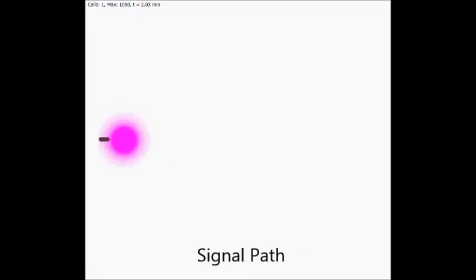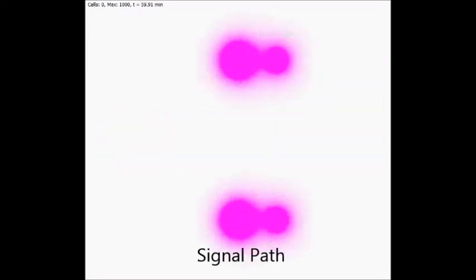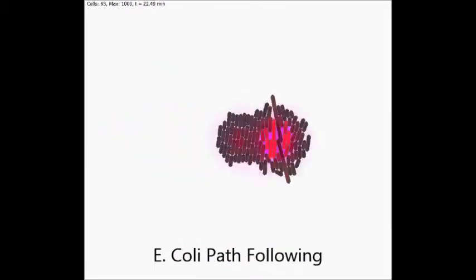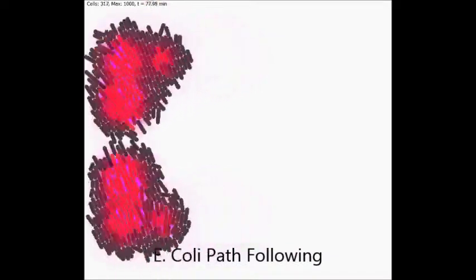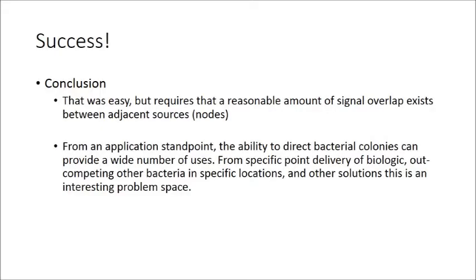The first video shows the path of signal propagation. The second video shows the E. coli colony migrating along the signal path. Given that the growth rate is proportional to signal, we see the occasional overgrown cell in the simulation.